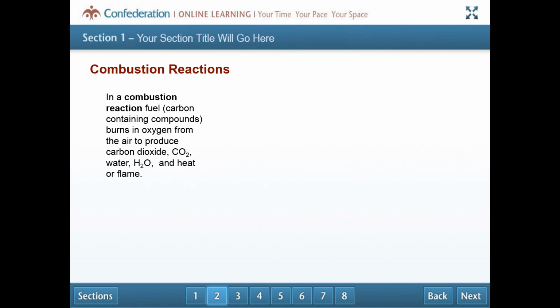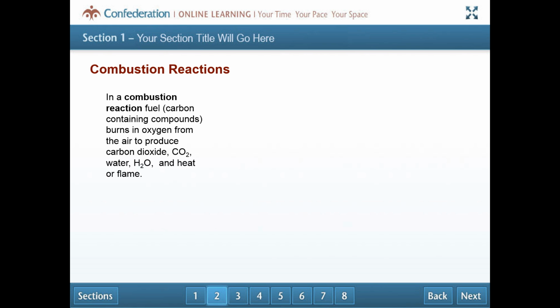Okay, and then the final one is the combustion reaction. Combustion reactions are really important to humans. In a combustion reaction, you take fuel, and it can be any type of fuel, but these are basically carbon-containing or hydrocarbon compounds, so the alkanes that we talked about in the organic chemistry unit. And basically what's happening, they're burning in oxygen, and then they're producing carbon dioxide, water, and then energy, and the energy will be in the form of heat or a flame.